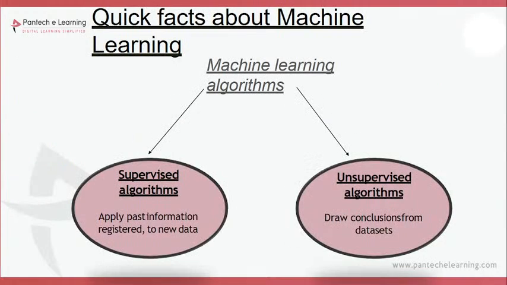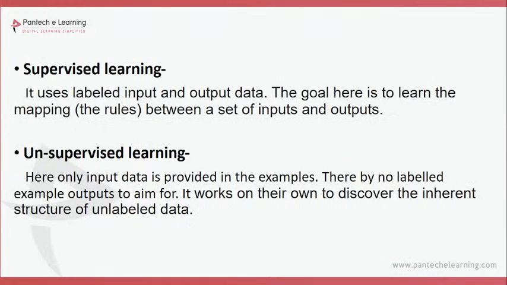So supervised learning, this is the definition. It uses labeled input data and output data. The goal here is to learn the mapping between the set of inputs and outputs. Unsupervised learning means here only input data is provided in the examples, so there are no labeled example outputs to aim for. It works on its own to discover the inherent structure of unlabeled data. Another one is reinforcement. This is a feedback based machine learning method that does not require labeled data.